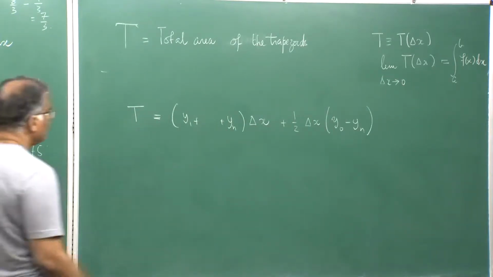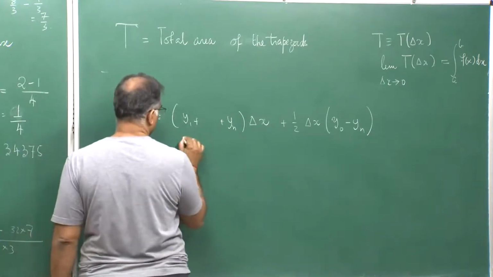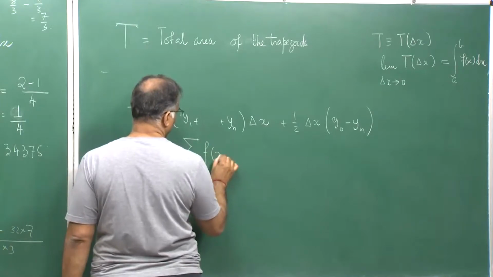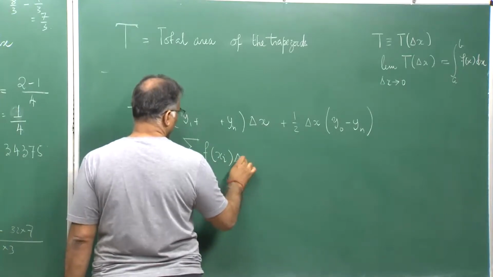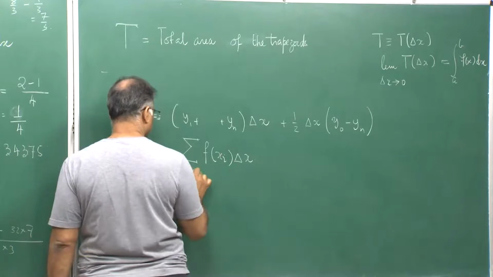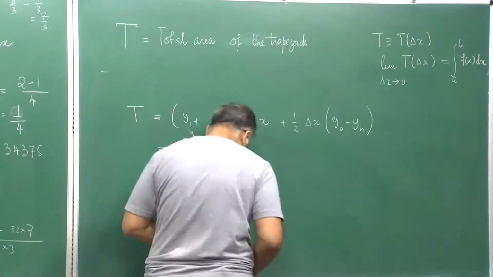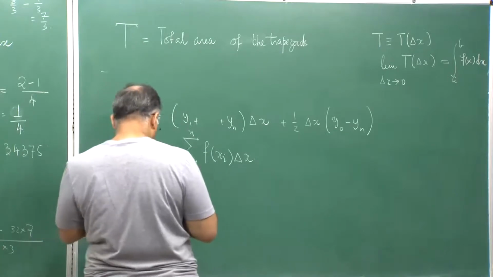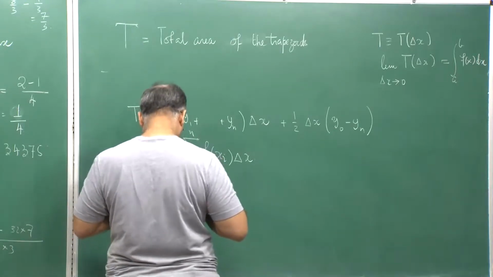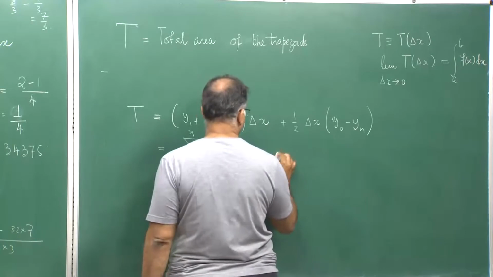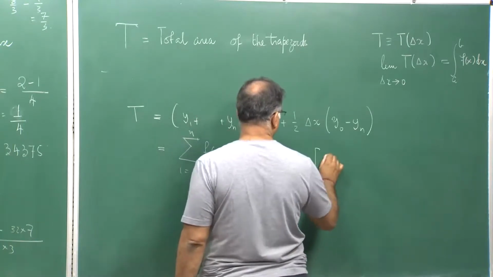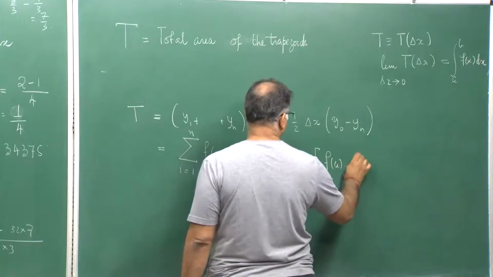So, I can write this as the summation of f of xi delta x. This is nothing but the Riemann sum, plus half of delta x into f of a minus f of b.